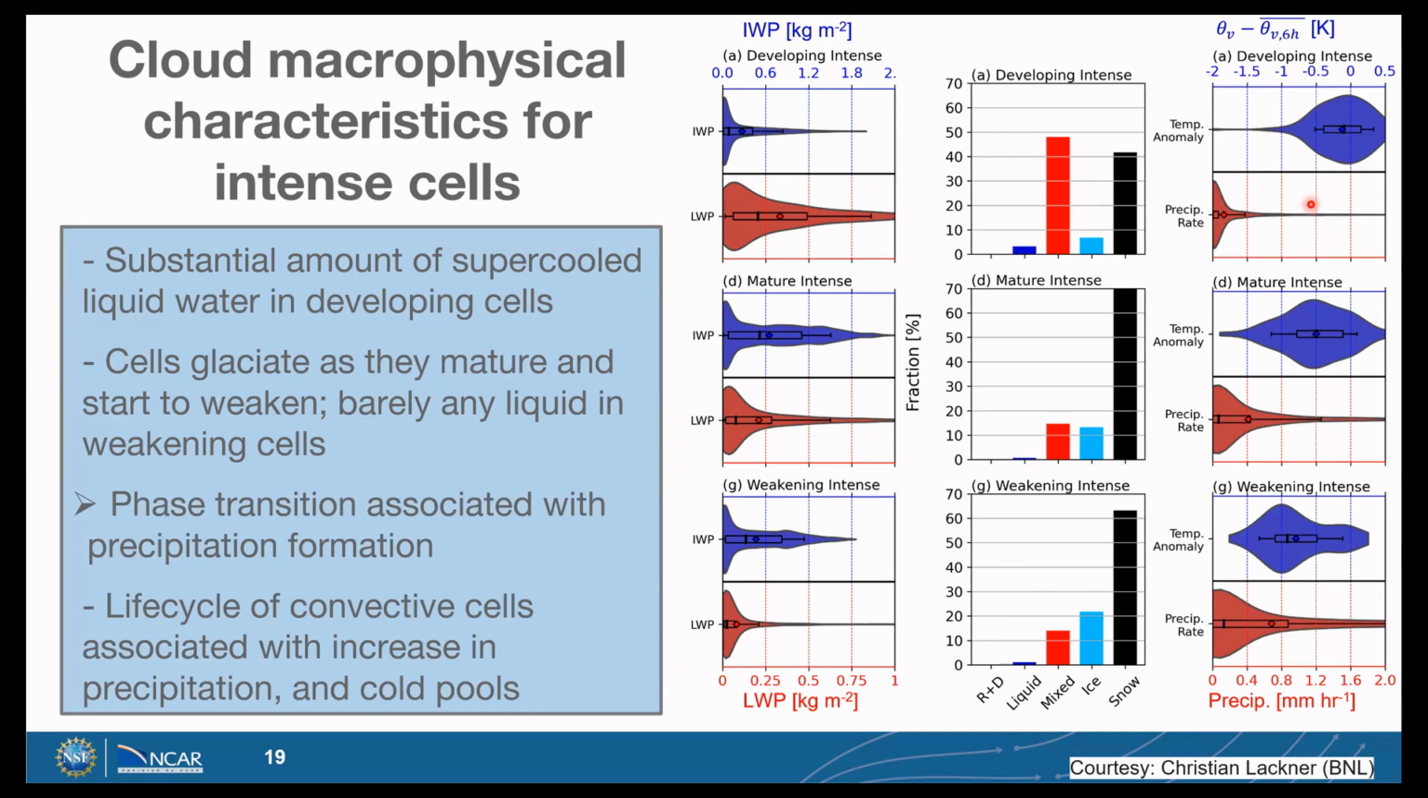The life cycle of the cells is associated with cold pools as well. This makes sense because as the cells precipitate out, right, they develop these downdrafts through evaporation, sublimation, and precipitation. Those spread out and create convergence zones, and that's where you create your new developing cells, and the life cycle continues. So that's the picture that we think emerges from this.